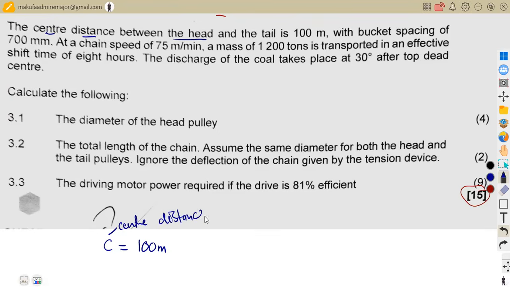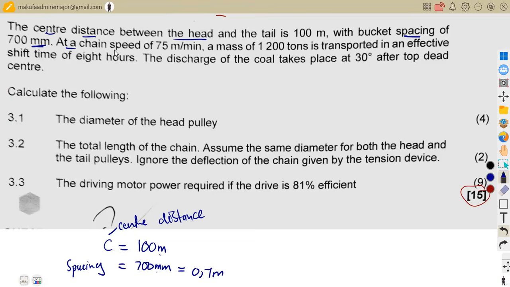This is with a bucket spacing of 700 millimeters. So take note, our spacing is 700 millimeters. If you convert to meters, you're going to divide by 1,000, which is going to be 0.7 meters. So that is our spacing.